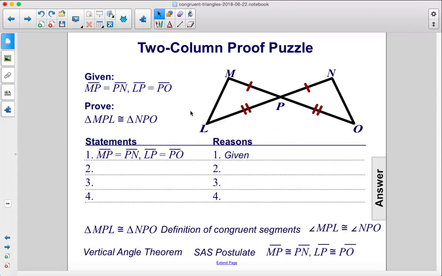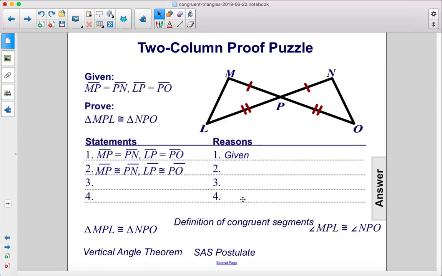Alright, here's a two-column proof puzzle. So, given that MP equals PN and LP equals PO, prove that these two triangles are congruent. Alright, so we begin with our given information, and we see that these line segments are congruent to each other because that's the definition of congruent segments.